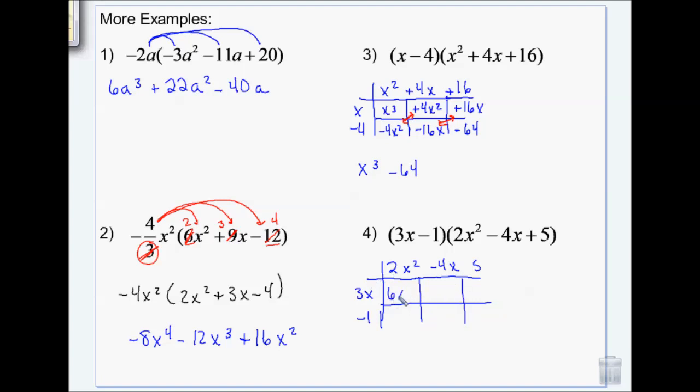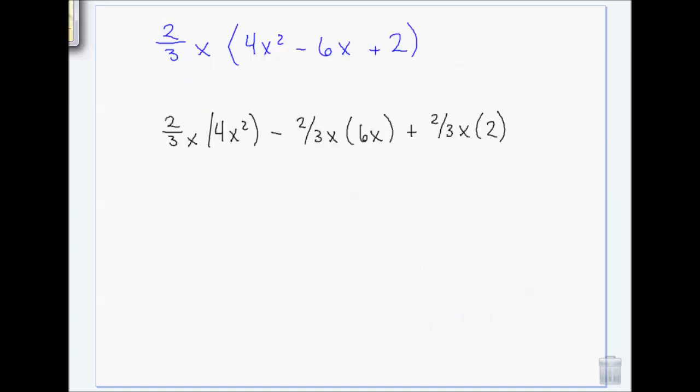Okay, this one I get 6x to the third, negative 12x squared, 15x, negative 2x squared, positive 4x, and negative 5. My like terms are on my diagonals. So I get 6x to the third minus 14x squared plus 19x minus 5.